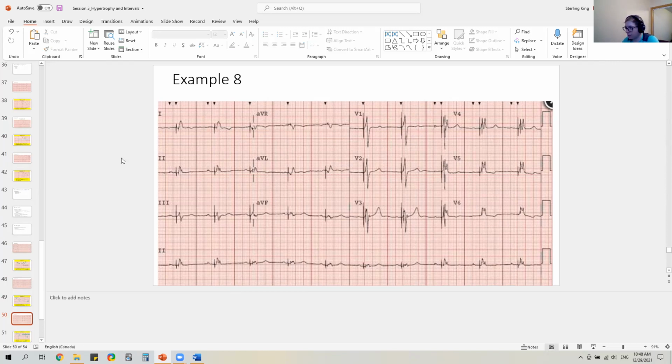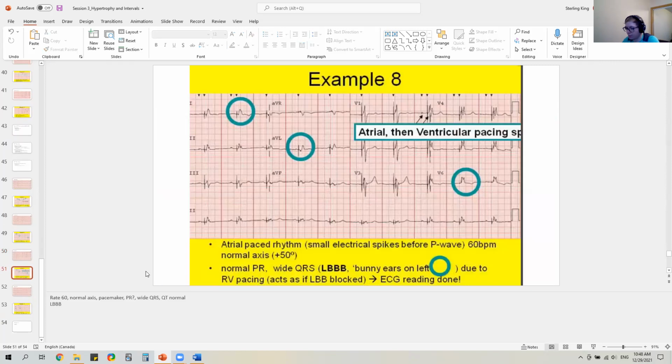And that means our ECG reading is done. So let's have a look. Atrial paced rhythm, small electrical spikes at 60 beats per minute. Got it. Normal axis, yep. So we have pacemaker, correct. PR, normally said, okay. Wide QRS, yeah. So then you're looking for the bundle branch block, which is over there, the left one. And that's it. They said the right ventricle is being paced. If they're pacing the right ventricle, it's going to look like a left bundle branch block.